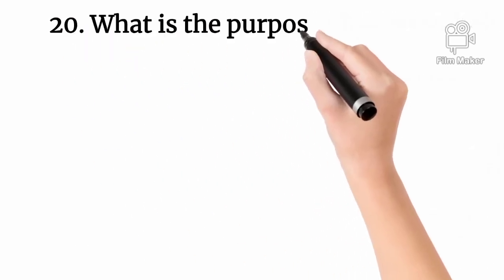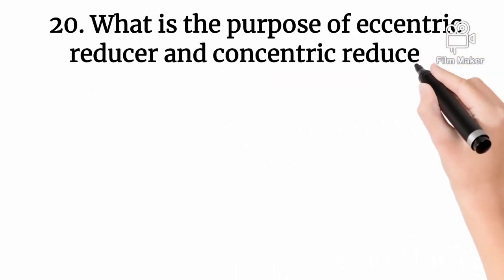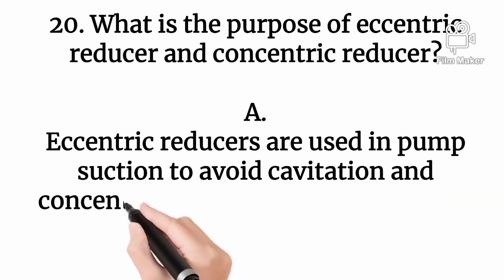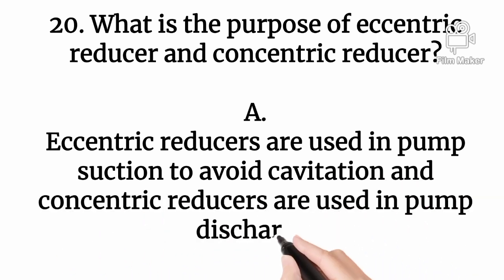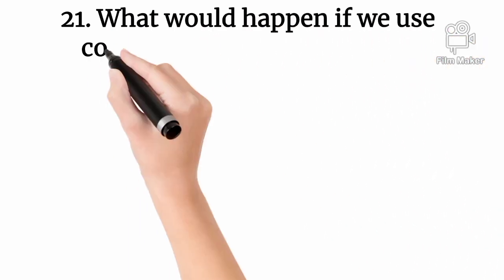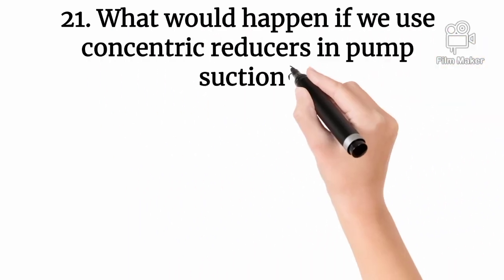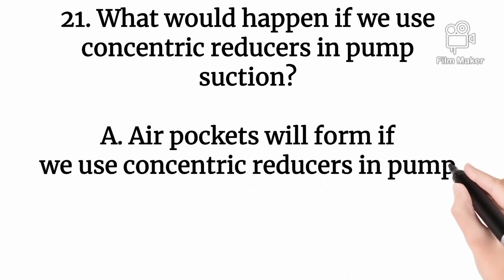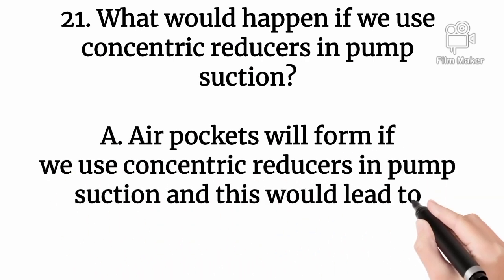20. What is the purpose of eccentric reducer and concentric reducer? A. Eccentric reducers are used in pump suction to avoid cavitation and concentric reducers are used in pump discharge. 21. What would happen if we use concentric reducers in pump suction? A. Air pockets will form if we use concentric reducers in pump suction and this would lead to cavitation and the pump will be damaged.